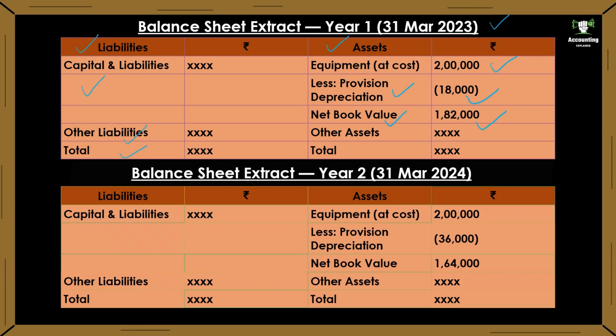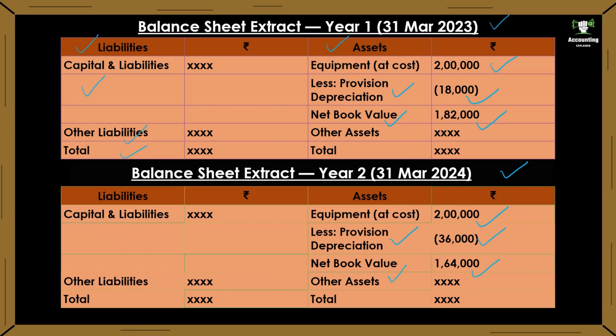Okay, coming to the second year. Balance sheet extract for the year ended 31st March 2024. Equipment will be 2 lakhs. In the second year, if you refer to the provision for depreciation account, we had a balance of 36,000. As I told you, it is also known as accumulated depreciation, right? So now it will have a balance of depreciation for 2 years, that is 36,000. Now you'll have a net book value of the equipment as 1,64,000. This is how you're going to prepare the balance sheet extract if they ask in the exam.